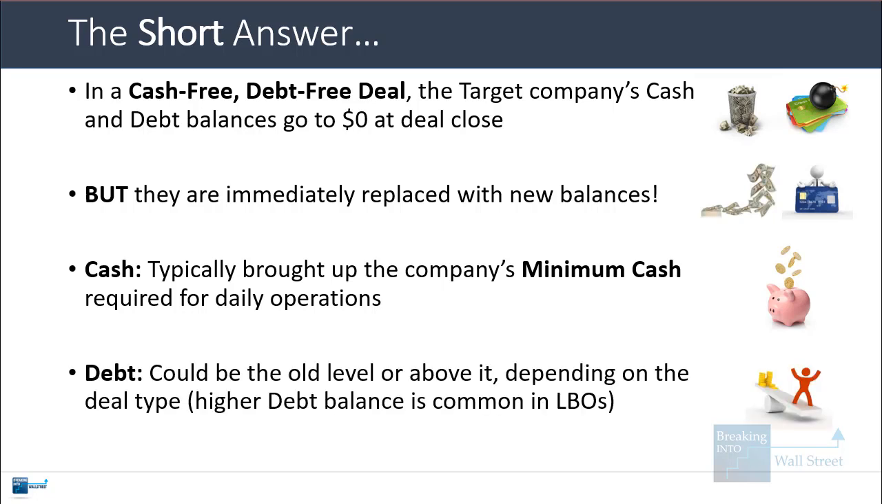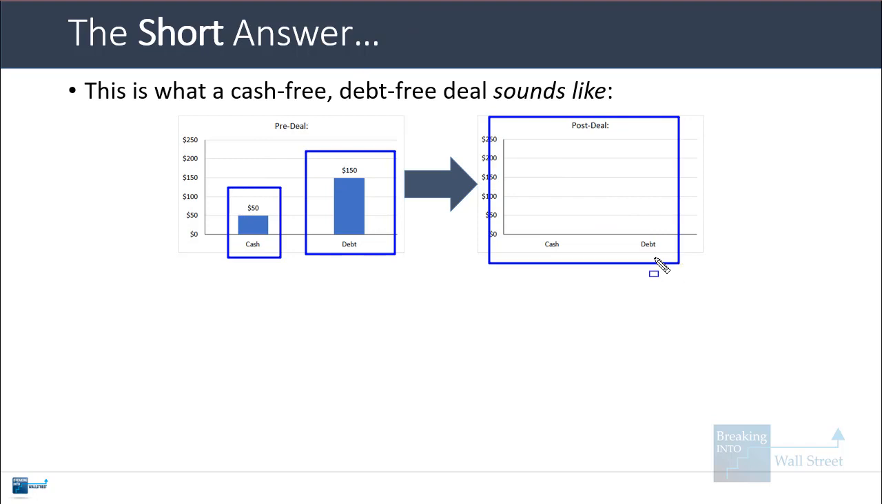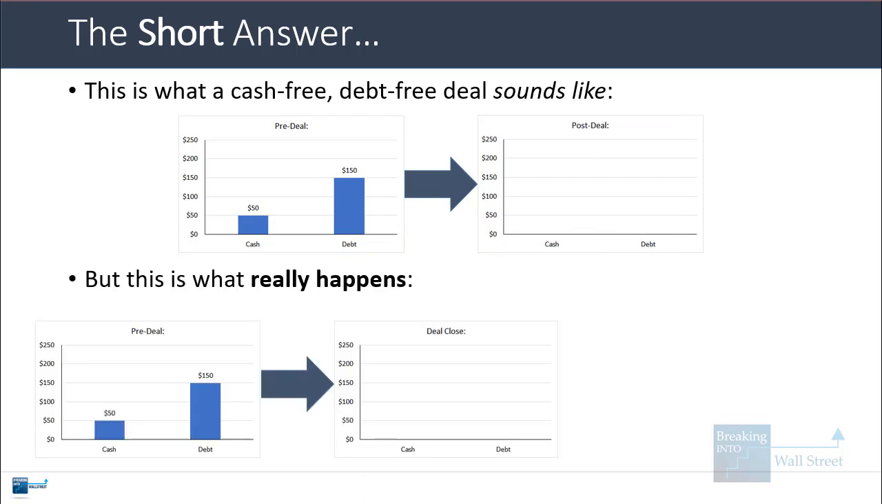The debt could go to the old level, or it could actually go to a higher level depending on the deal type. For example, in a leverage buyout, the company's debt is repaid and refinanced and typically is replaced with a higher debt balance afterward. This is what private equity firms do in leverage buyouts. The name cash-free, debt-free deal makes it sound like this, where a company might have 50 in cash and 150 in debt. And then after the deal closes, the name makes it sound like the cash and debt simply go to zero. These bars simply disappear. But in reality, it looks a little bit more like this.